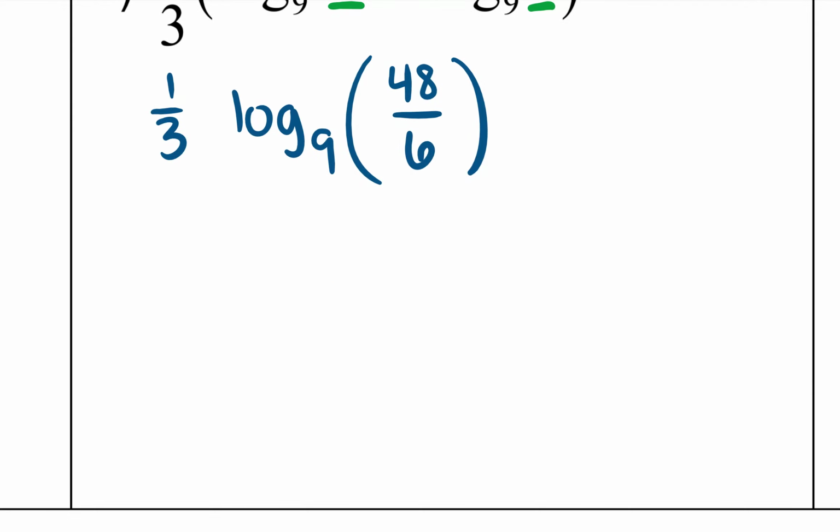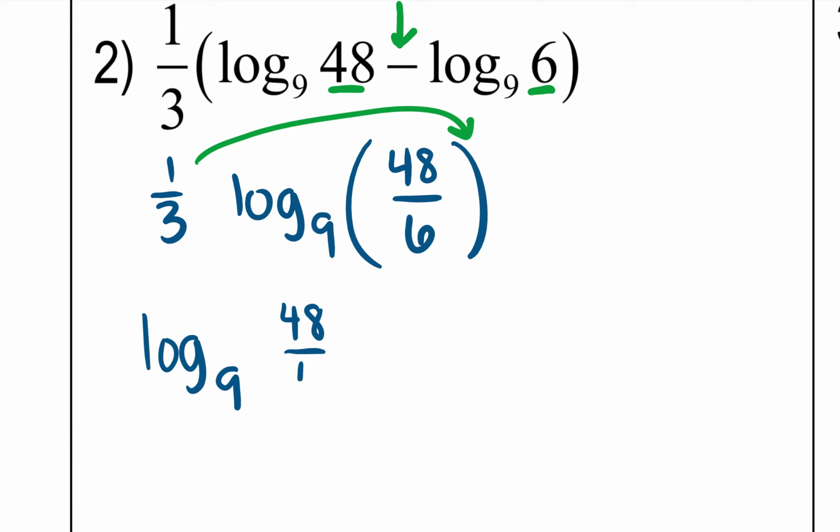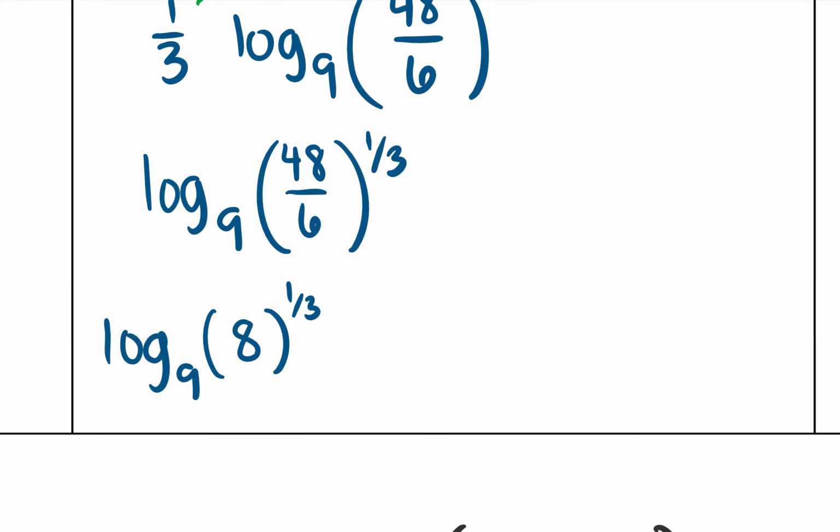Now again, I can divide 48 by 6 and then move the 1/3, or I can move the 1/3 and then do 48 divided by 6. It doesn't really matter. I'm going to go ahead and move it. The 1/3 is going to come up here. So you get log 9 of 48 divided by 6, to the 1/3. Now let's divide 48 and 6. So we get log 9 of 8 to the 1/3. And of course, I know 8 to the 1/3 is the same thing as the cube root.